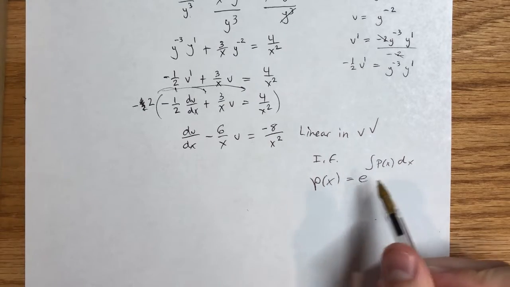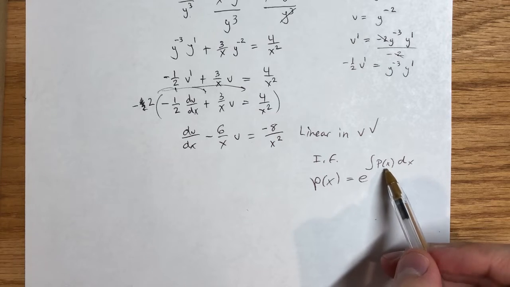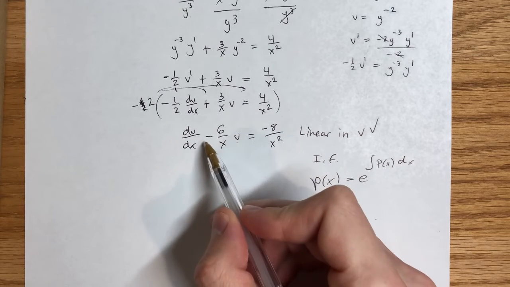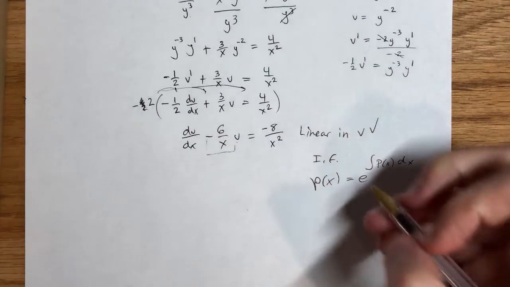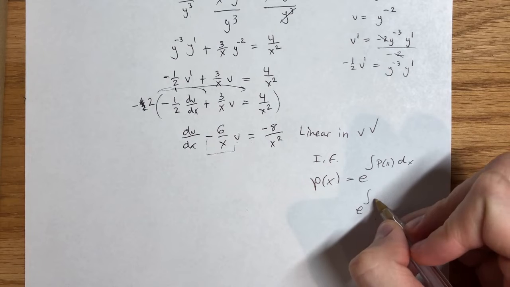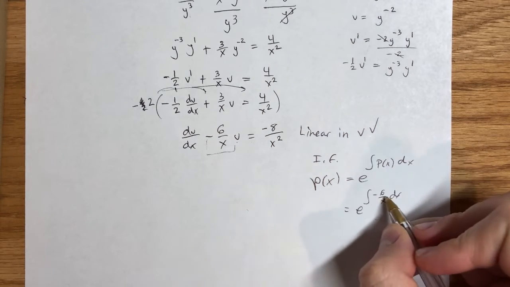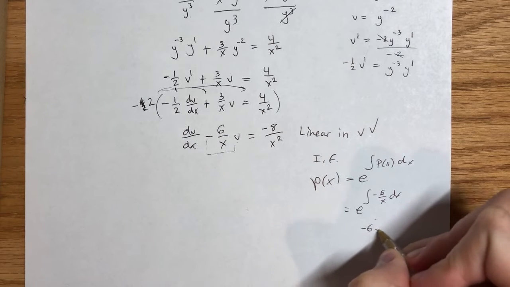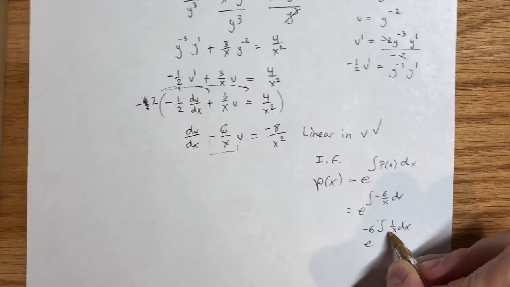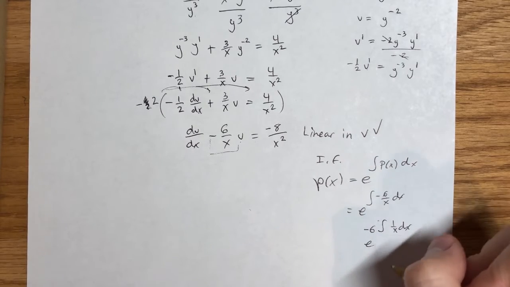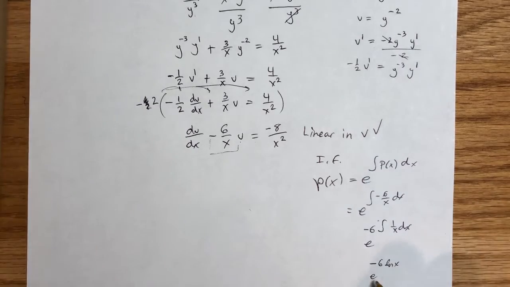It'll never change. It'll always be the same. And in this case, our p of x is what's in front of our linear variable. Our linear variable is v, so I need to take this negative 6 over x and plug that in for my p of x. So I have e raised to the integral of negative 6 over x dx. And if I pull out the negative 6, the integral of 1 over x dx is just a basic integral, where we get natural log of x. So we'll have e raised to the negative 6 natural log of x.